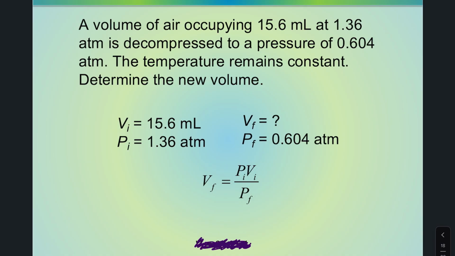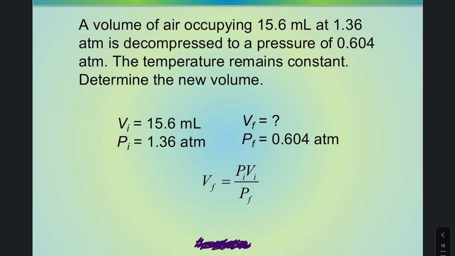Okay, so a volume of air occupying 15.6 milliliters, notice that that's different than decimeters cubed, at 1.36 atmospheres, ATM is atmospheres, is decompressed, which means that pressure was released. It's going to be decompressed to a pressure of 0.604 atmospheres, and the temperature is going to remain constant. We want to know what the new volume is going to be.